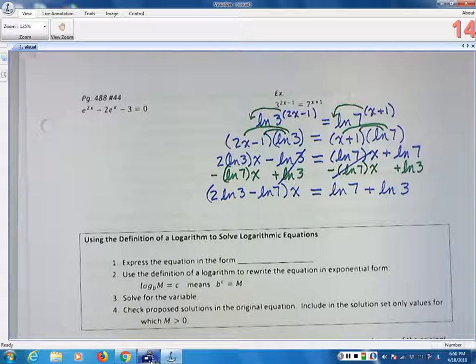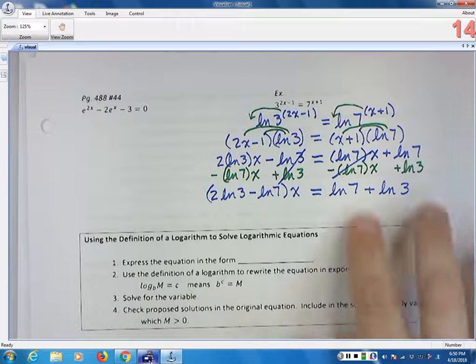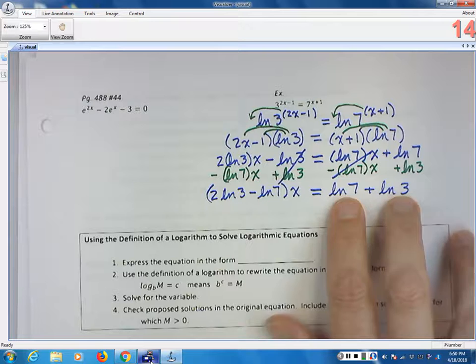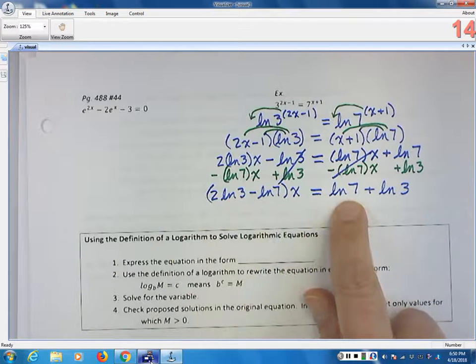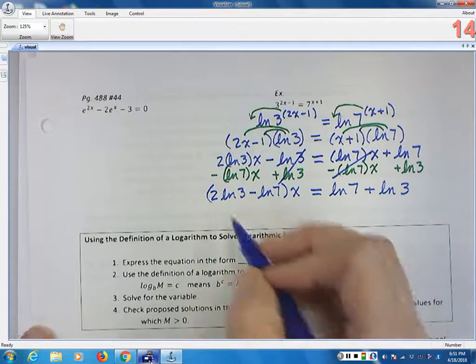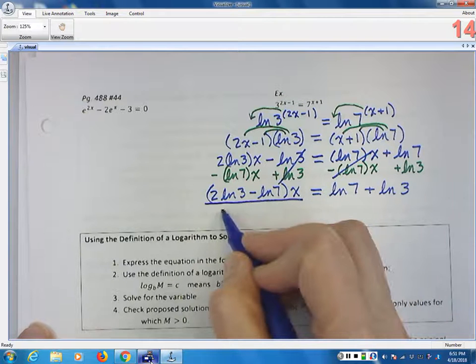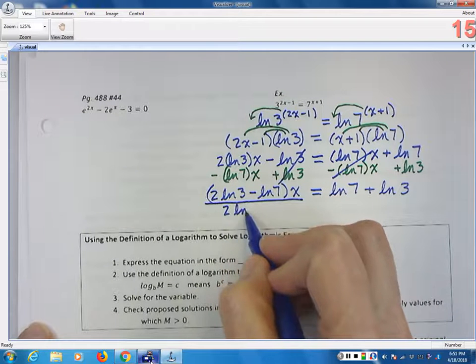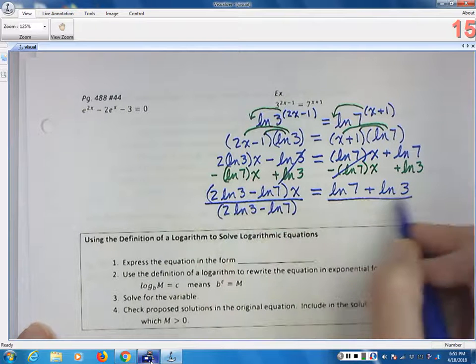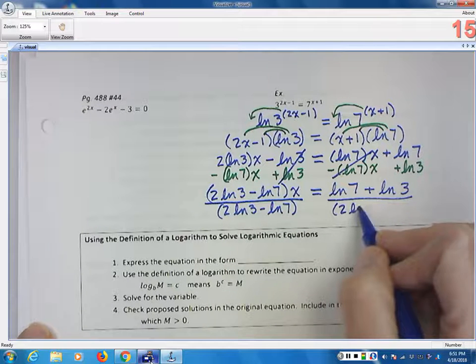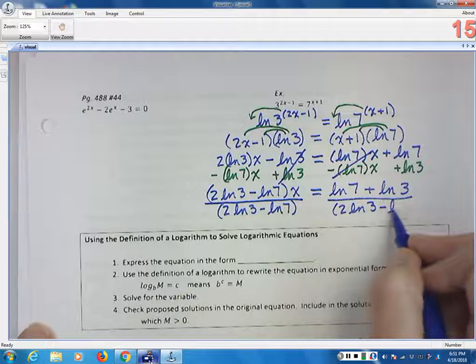And we don't need to do this. We're just leaving it like that. Okay, so now we have, this is a constant. We have a constant times x equals a constant. So we're going to divide through by this horrible looking constant, 2 natural log of 3 minus natural log of 7.